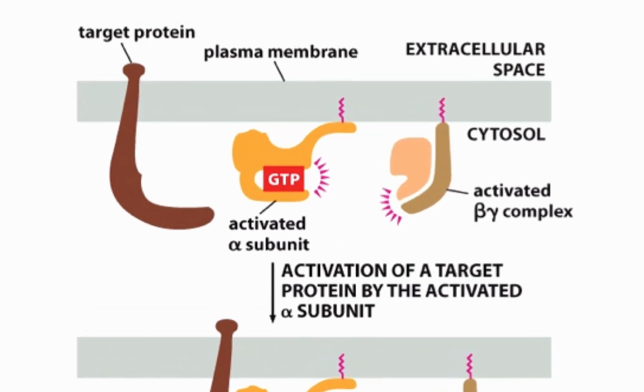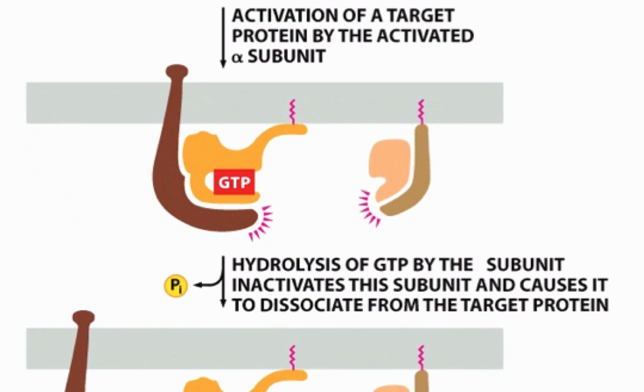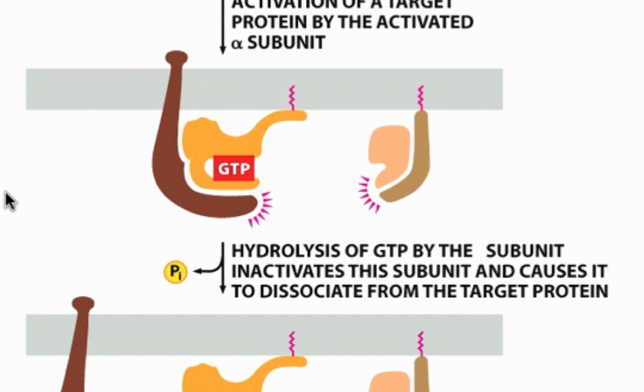For example, in this slide over here, what we have is the activated G subunit, the activated alpha subunit, and the activated beta-gamma subunit. Activation of the alpha subunit bound to GTP is going to allow it to interact with an enzyme, and that enzyme, without interacting with the GTP-bound form of the G protein, is inactive. When they come together, now the enzyme is able to perform its function.